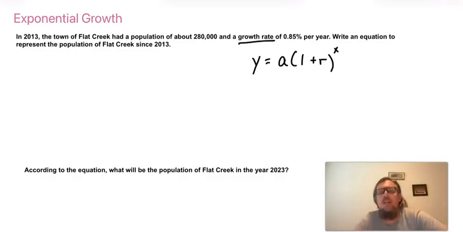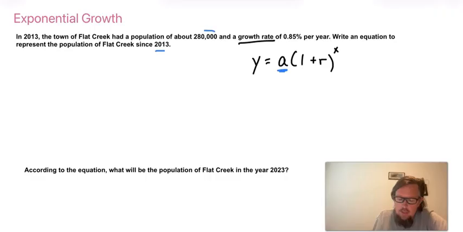So this is what it looks like. There are only two numbers that we need to plug in order to write this equation. We need the initial amount, which is A, and the problem gives that to us. It says the initial amount in 2013 is 280,000. The other piece of information that we need is the rate, which is also given to us, 0.85%.